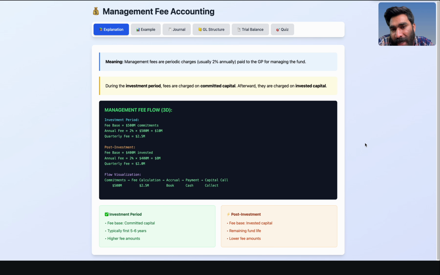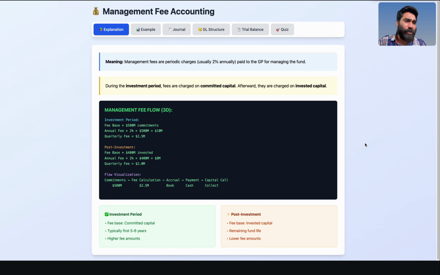So management fees are periodic charges, usually 2% annually, paid to the GP for managing the fund. Especially in private equity, during the investment period, fees are charged on committed capital. Afterward, they are charged on invested capital.